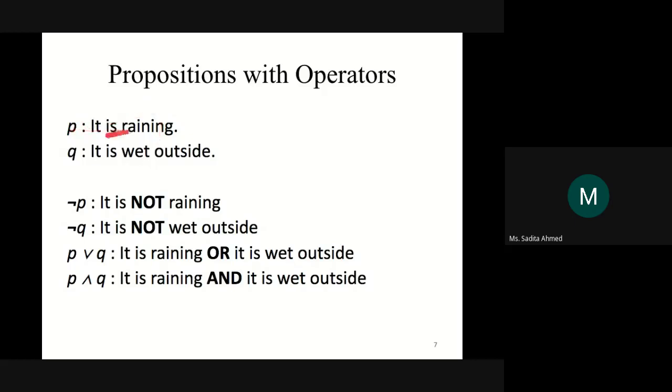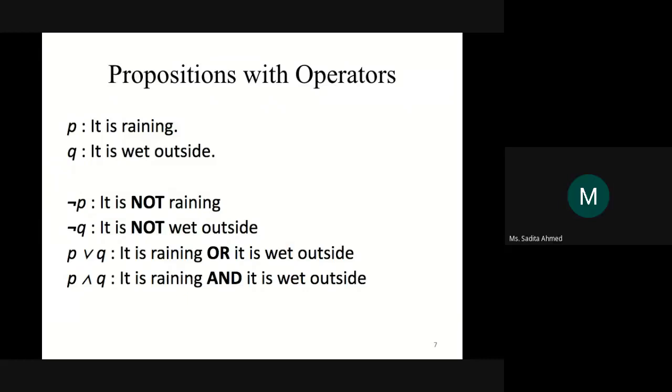Okay, so P stands for the statement it is raining. What will be not P? Not P, as in the negation of P. It is not raining. Q stands for it is wet outside. What will be not Q? How would you write the statement not Q? The proposition not Q, how would you write it? It is not wet outside.